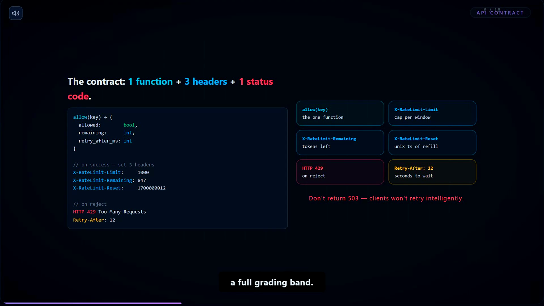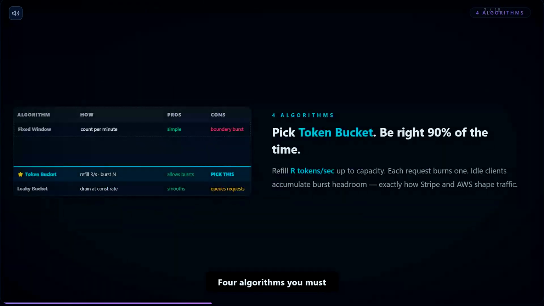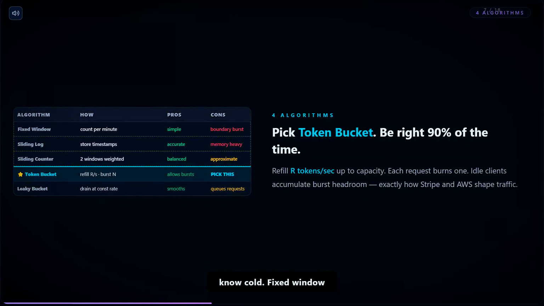For algorithms, you must know these cold. Fixed window, count requests per calendar minute. Cheap and wrong, because at the boundary a client can fire 2 windows' worth back to back. Sliding window log, store every request timestamp. Accurate, but memory heavy. Sliding window counter, combine 2 adjacent fixed windows with a weighted average. The pragmatic default.